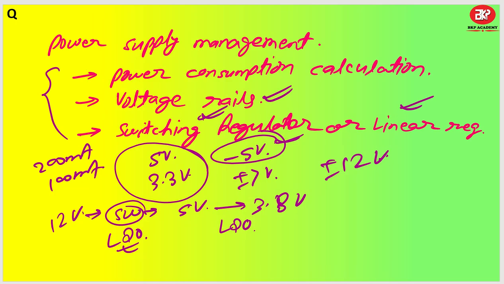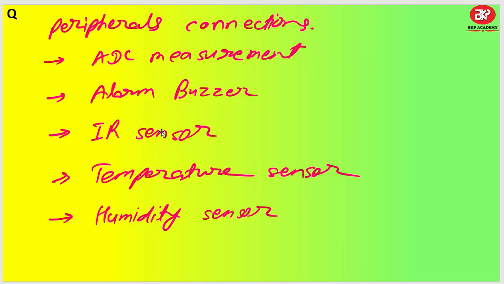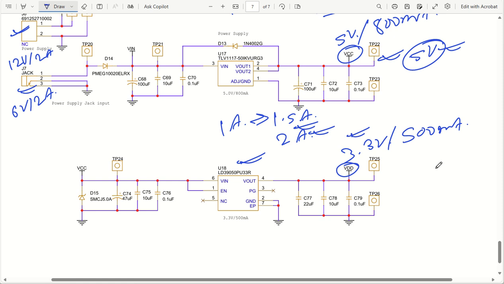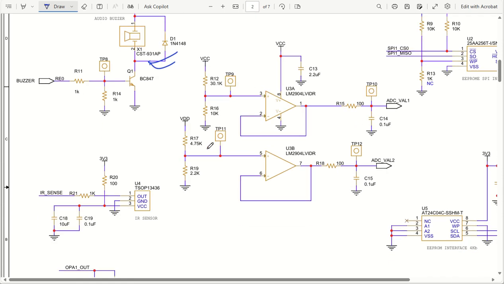Now let us get into the next question. The next question is peripheral connections. Let's say we need an ADC measurement, or how we can measure some voltage levels. In that case, we can go into the ADC measurement and see what we can do. We have 5 volt here and we want to monitor it through the ADC. So what we can do is go for voltage division.